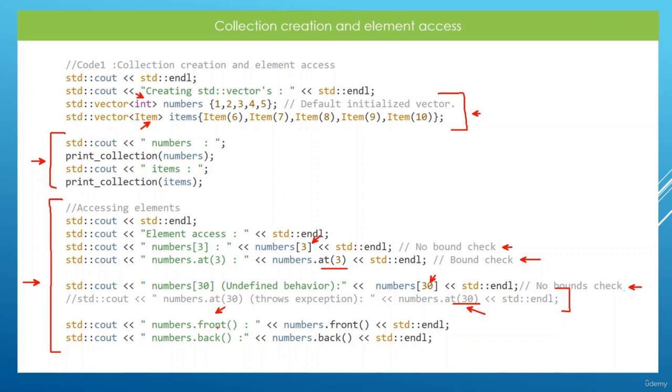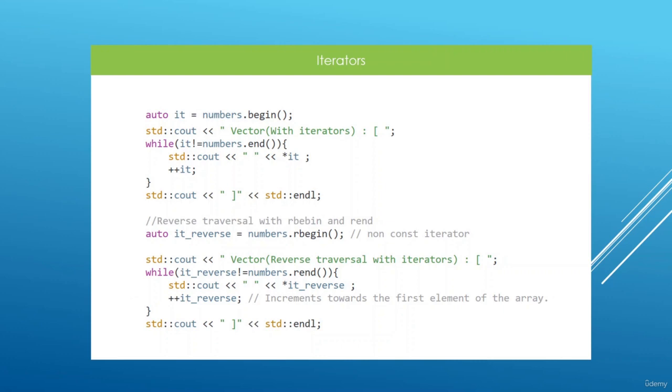We also have a front method and a back method, and this is possible because we have reverse iterators. We have different kinds of iterators we can use. So we have forward iterators as you see here. We also have reverse iterators we can use to traverse our container backwards. If you increment a reverse iterator, it is going to move backwards in your collection.